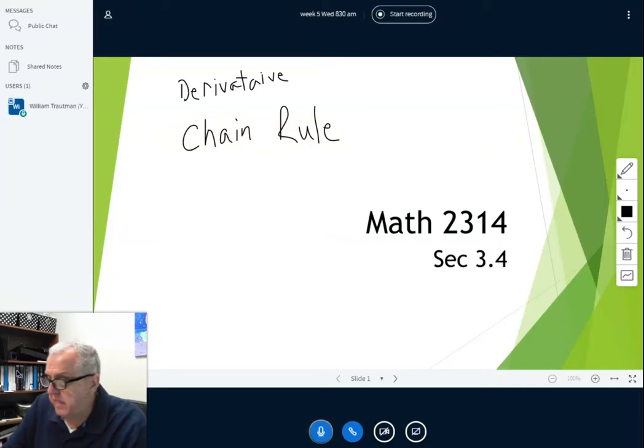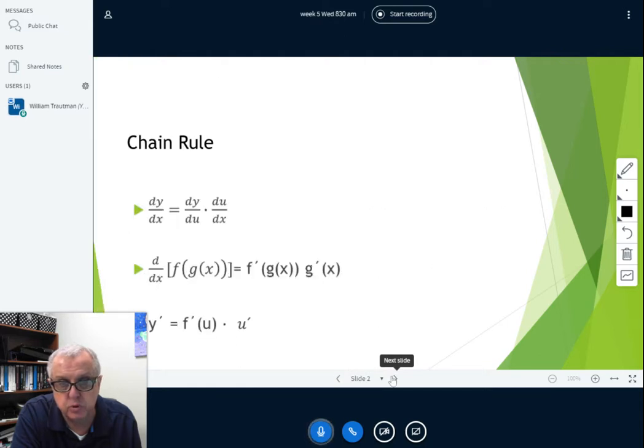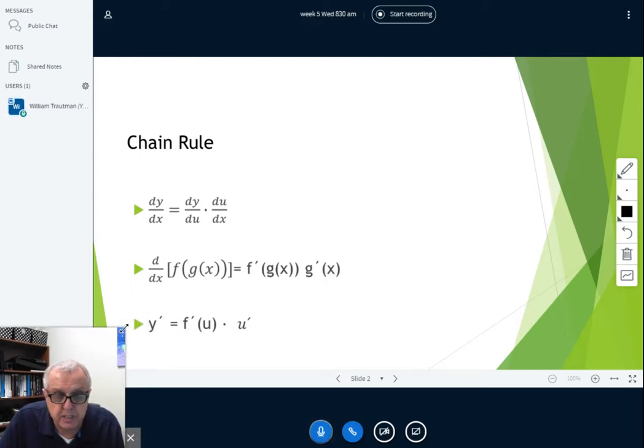Hi, everybody. This is taking the derivative using the chain rule. In these problems, we're going to use the chain rule. If you look in a calculus book, they give you these formulas. They all mean the same thing: taking the derivative of y with respect to x.